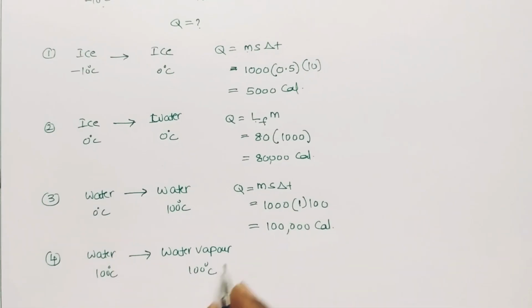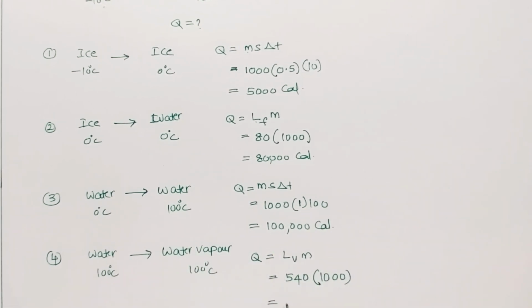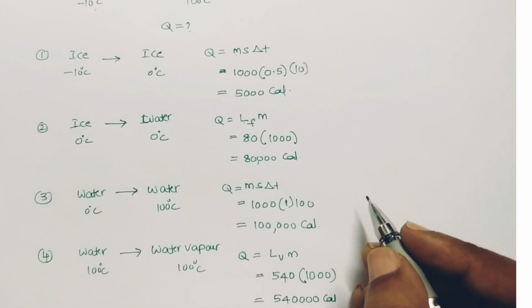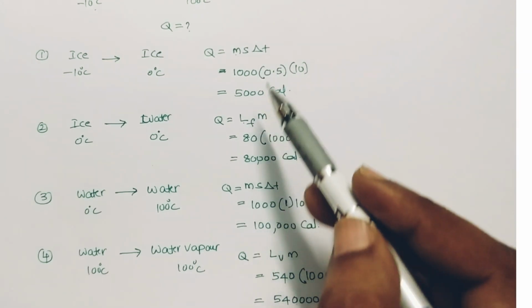calories. And here there is no change in temperature, so we have to use the formula for latent heat. The formula is Q is equal to latent heat of vaporization into mass. The latent heat of vaporization of water is 540 calories per gram into m, the mass of the substance, that is 1000 grams, which is equal to 540,000 calories, that means 540 kilocalories.